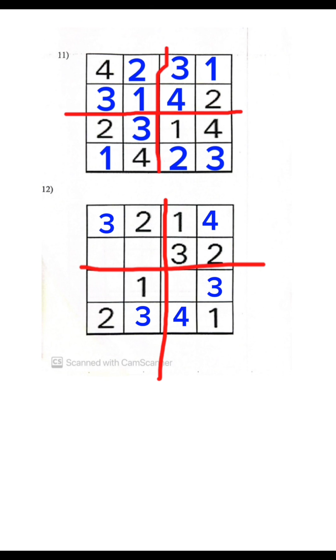Now, the missing number in row 3. Now, the missing number in column 3 is 2. Now, in the third row, I have 4 as a missing number. Now, in column 1, we have a missing number 1, and in the second column, I have a missing number 4.